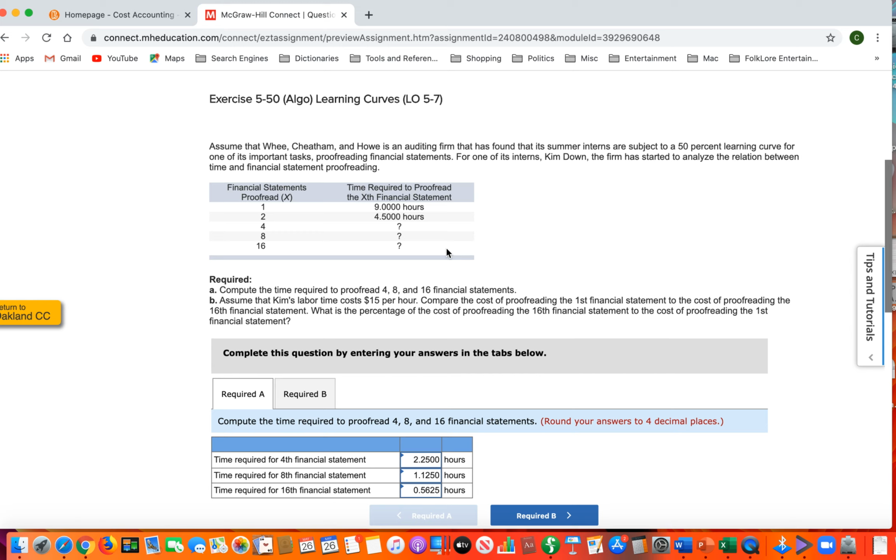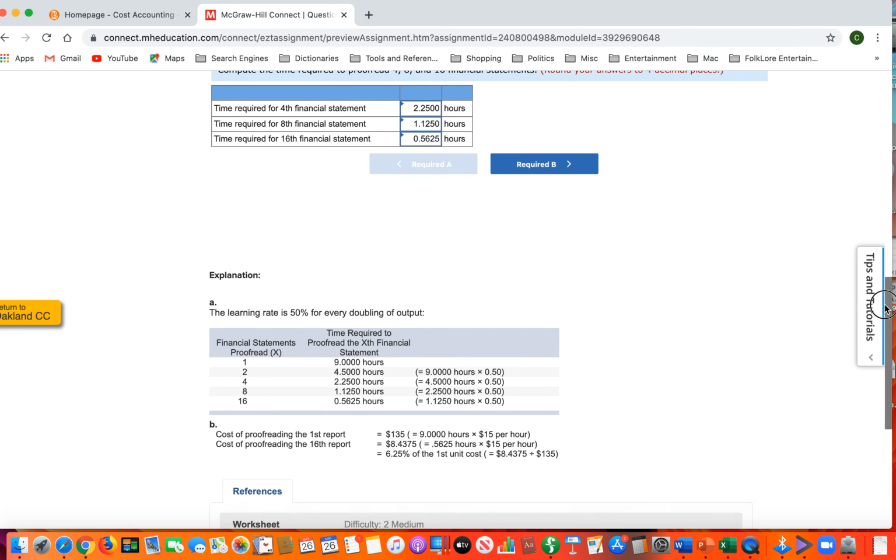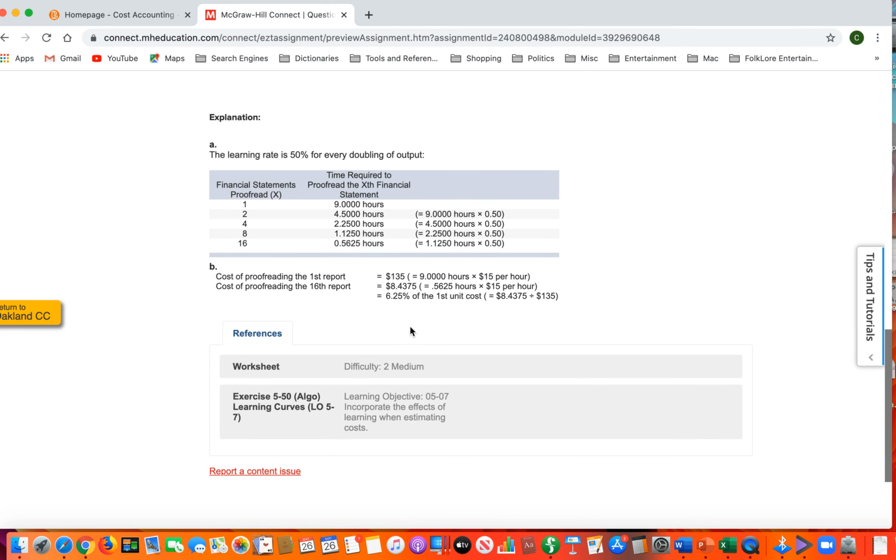So 8.44 divided by 135, that is the 16th to the first one, the percentage. Well, 8.44 divided by 135 is 0.0625, which is 6.25%. Okay. Alrighty. And that's what you should see here. Yeah, 6.25%. Okay.